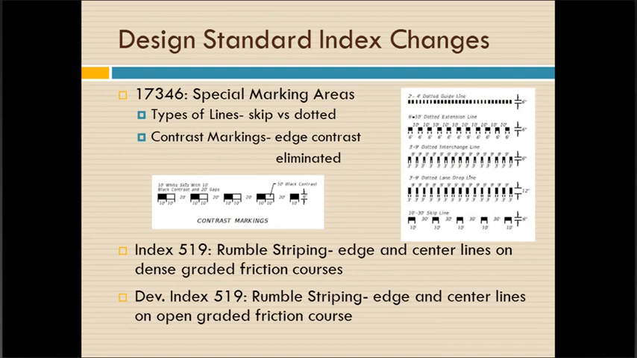But before that, I'll talk about that. Let's talk about some design standard changes that deal with the marking patterns. We are continuing to use 10-30 as a skip line. Now, the MUTCD calls it a broken line, but we've used the skip term loosely for, I don't know, the last 30 or 40 years.